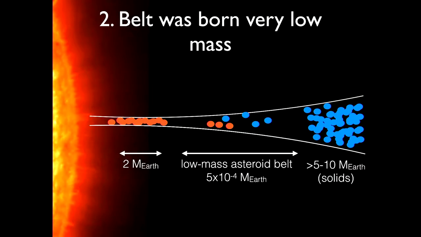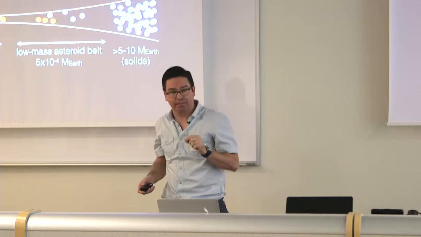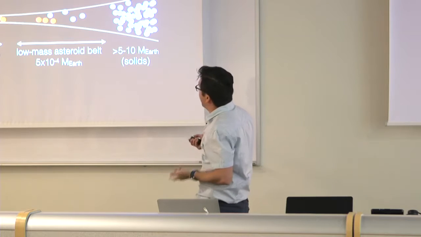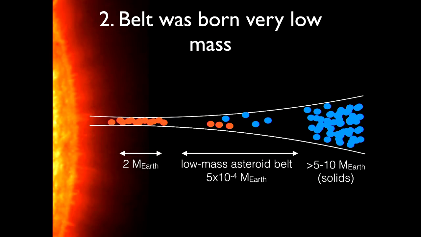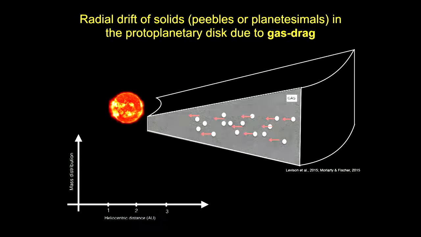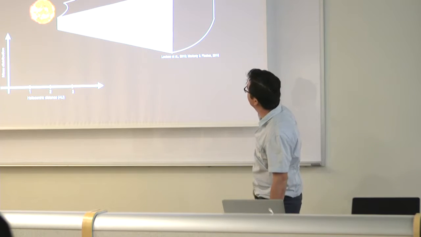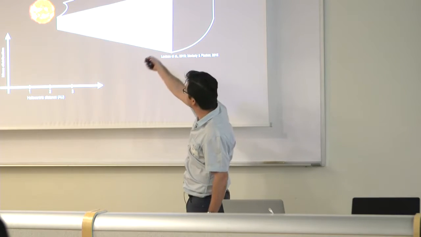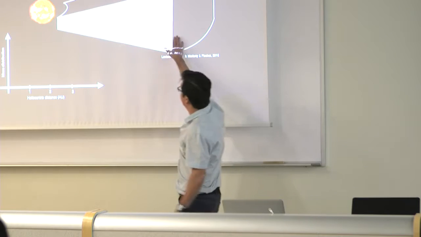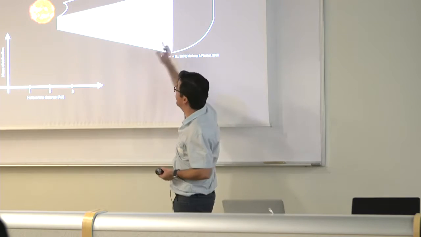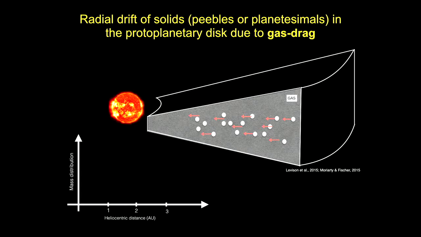So let's talk now about a belt that was born with very little mass. How do we produce a belt where you have very little mass in this region and some amount of mass that's much higher than that? That's possible if you invoke gas drag and radial drift of solids. So imagine that you have a protoplanetary disk with a disk of solids and small particles here. These small particles may be kilometer size or centimeter size. They are spiraling inwards because of gas drag.